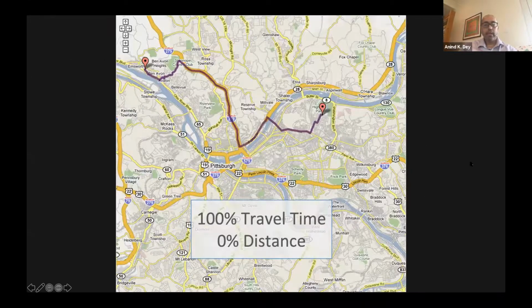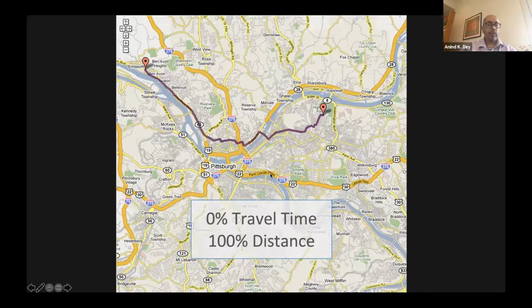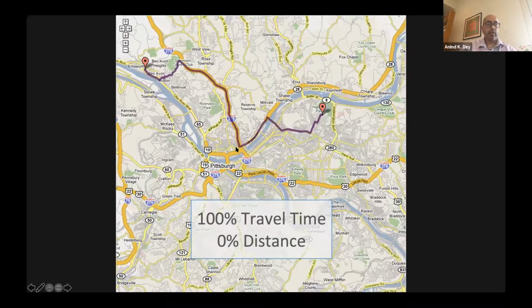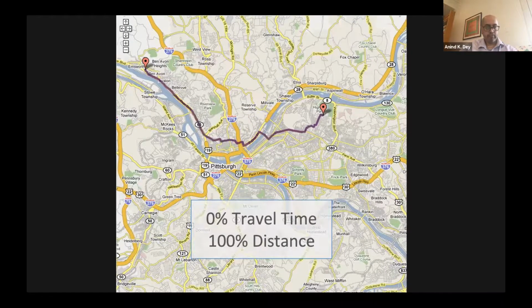I used to work at Carnegie Mellon in Pittsburgh, Pennsylvania for many years. And these are two places in Pittsburgh. If I were to optimize for travel time, so I wanted the shortest travel time, this is the route that I would be given. And instead, if I wanted to optimize for shortest distance, this is the route I would be given. And not surprisingly, if I change my optimization function, I get a different route.